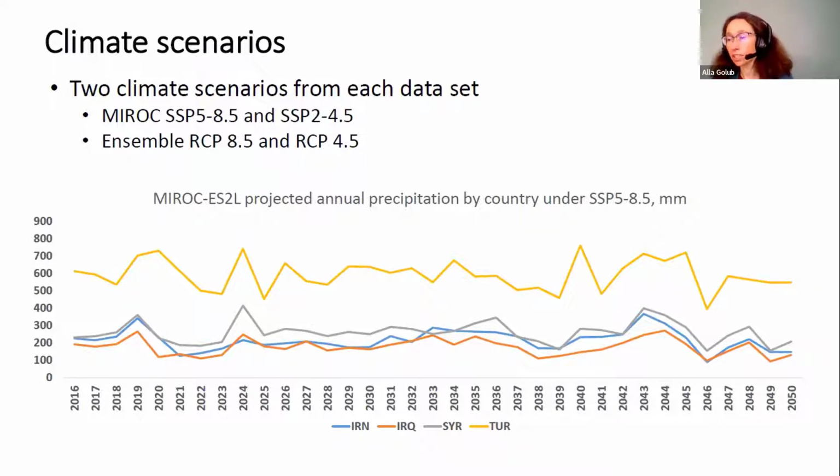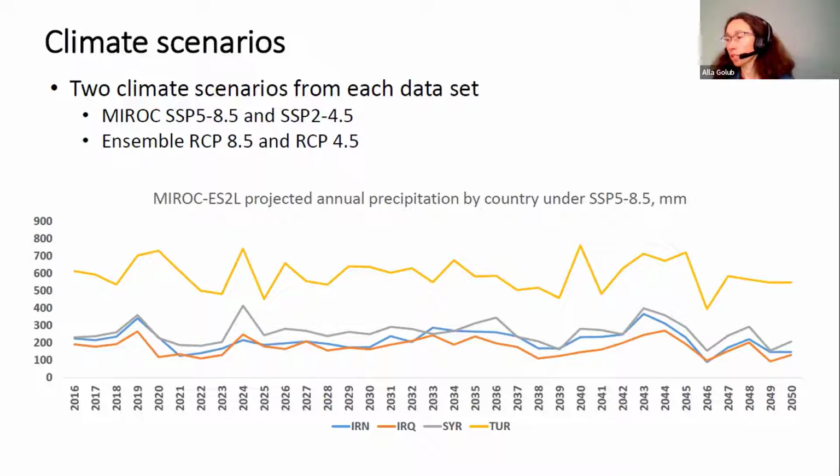And from each climate dataset, we use 2 climate scenarios. From the NEX-GDDP-CMIP6 dataset, we use MIROC temperature and precipitation under SSP5-8.5 and SSP2-4.5 scenarios. And we use ensemble temperature and precipitation constructed using CMIP5 output under RCP 8.5 and RCP 4.5 scenarios. And in this talk, I will present results based on high emissions scenarios only.